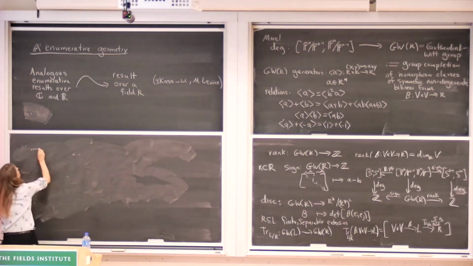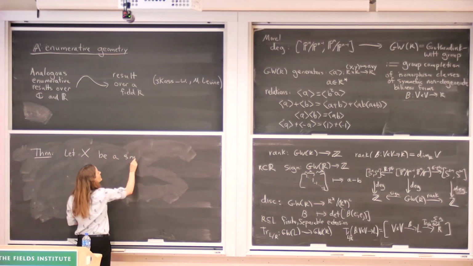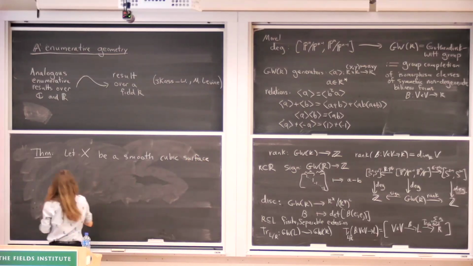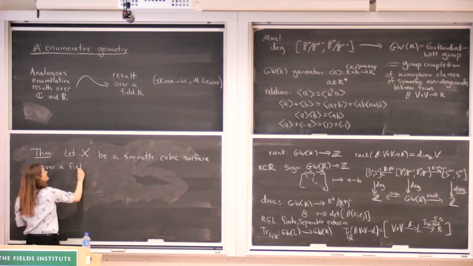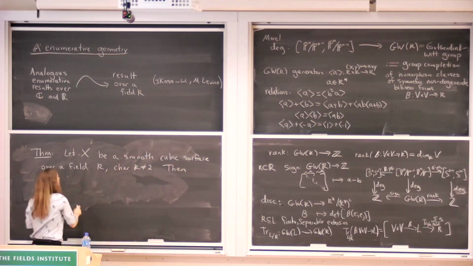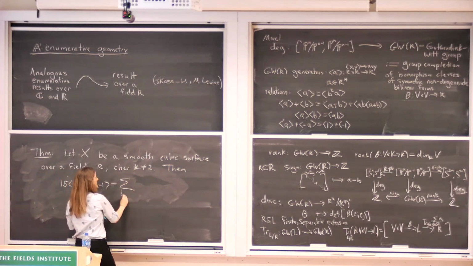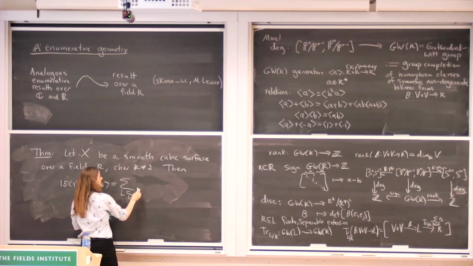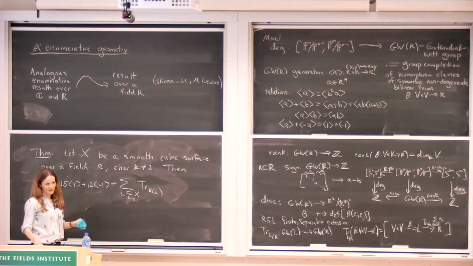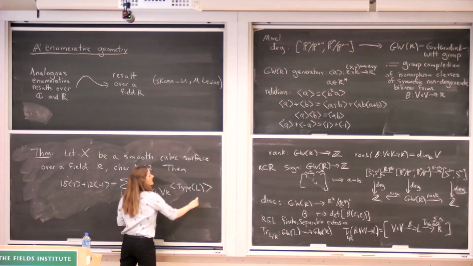So the theorem version, which is joint work with Jesse Cass, is: let X be a smooth cubic surface over a field K of characteristic not equal to 2. Then when you count with the types, you always get 15 bracket 1 plus 12 bracket minus 1. It's the sum over L, a line in X, of the trace of the type of the line. The line may have coordinates not in K, and we count over all of them, including the ones not in K.